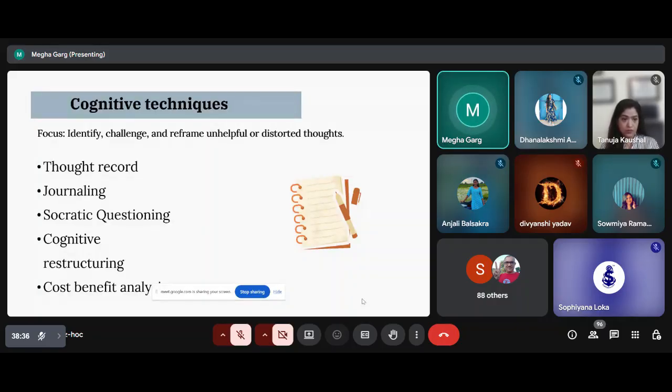So now the next is cognitive restructuring. In this we try to help the client recognize and change negative or unhelpful thoughts into balanced and realistic ones. And last is cost benefit analysis. We ask the client what the cons and pros of the situation are. For example, the client says, I don't want to go to the office party. So we ask the client, what are the pros of this situation? What are the cons of this situation?